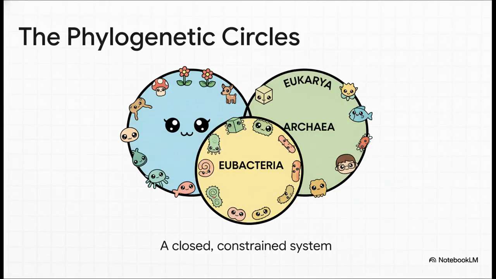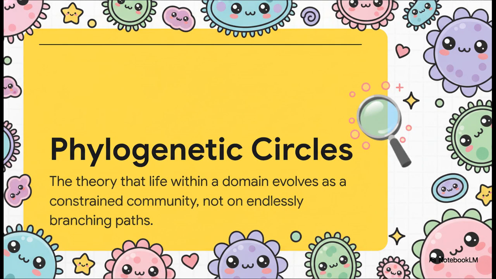Boom, there it is. 3 separate, distinct circles. One for Eubacteria, one for Archaea, and one for Eukarya. In this model, species aren't on these branches that are just stretching out forever into the future. Instead, every species is a point along the edge of its domain's circle. It's a closed system. It's constrained, not endlessly expanding. So these are the phylogenetic circles.